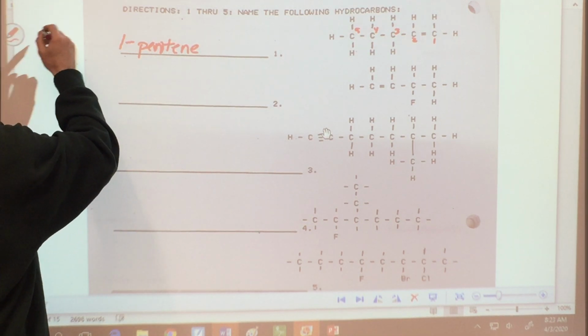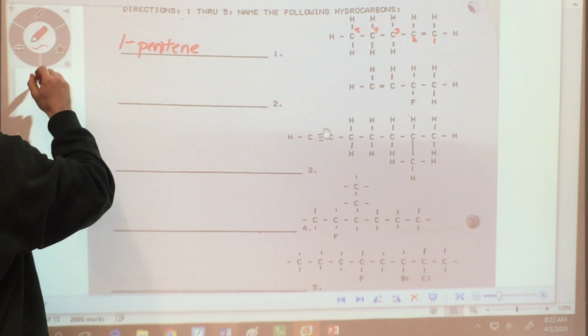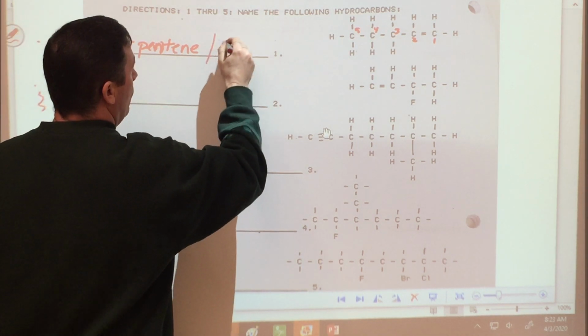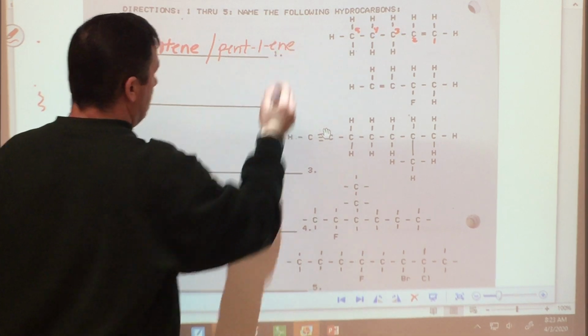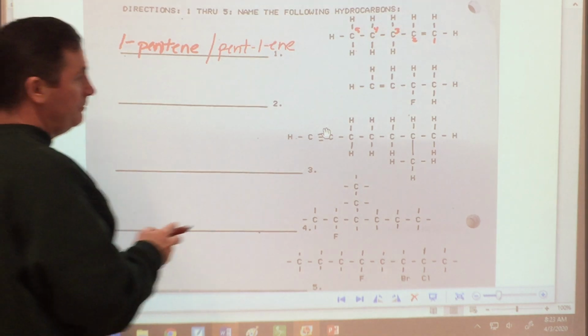1-pentene. Now you might also see it as pent-1-ene. Either one of those you could see. All right, so there's number 1.